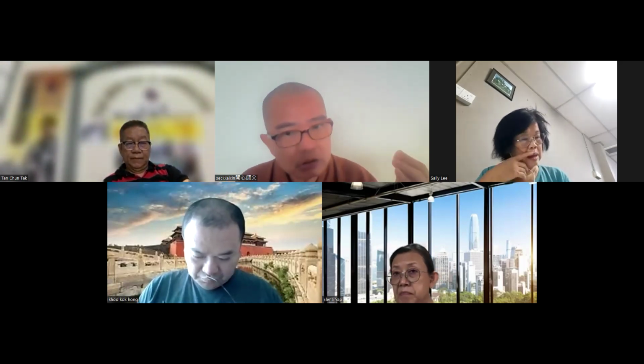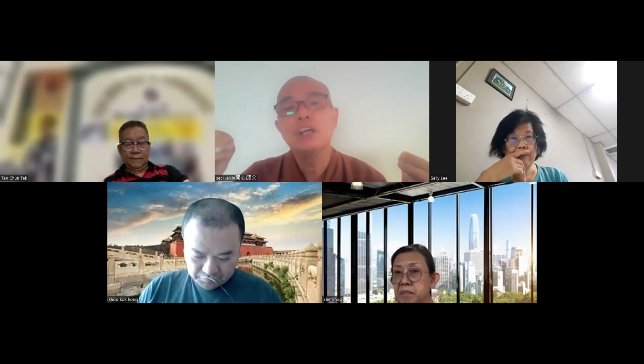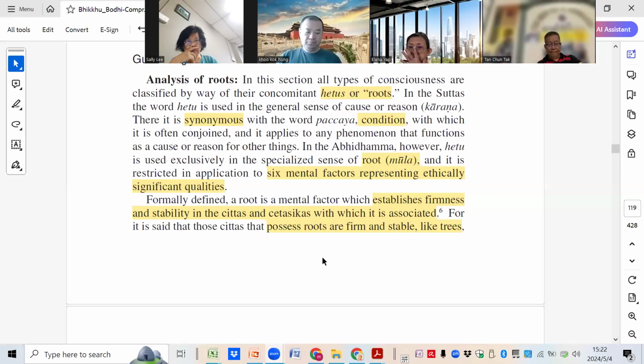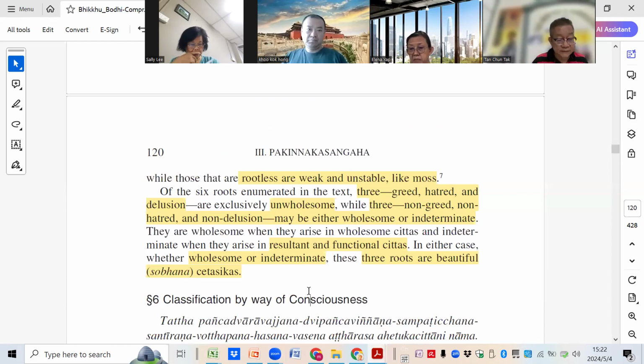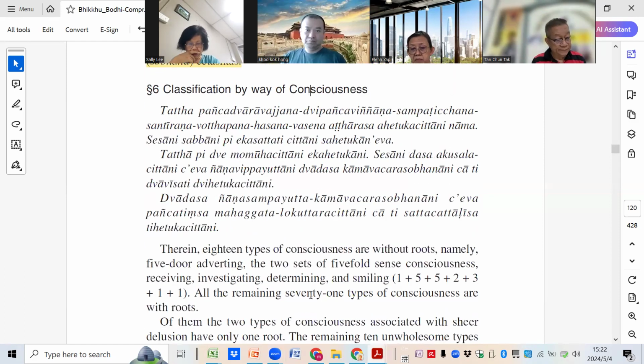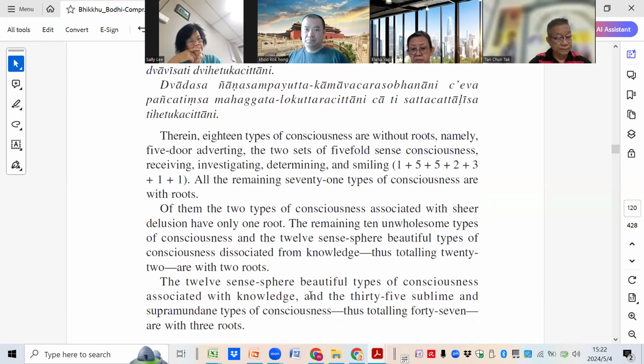Just now we got an example already. Non-greed is good. Greed is bad, is unwholesome. So this is ethical. It will try to show us in an ethical way. Then next, let's take a look. You see the six roots: greed, hatred, delusion. We found them already. Now we go to the classification by way of consciousness.